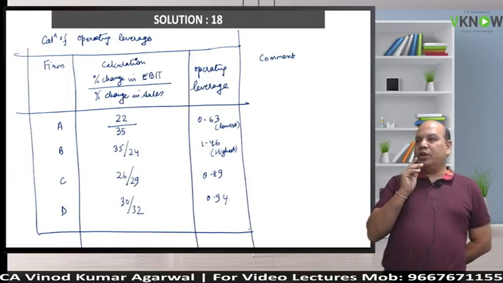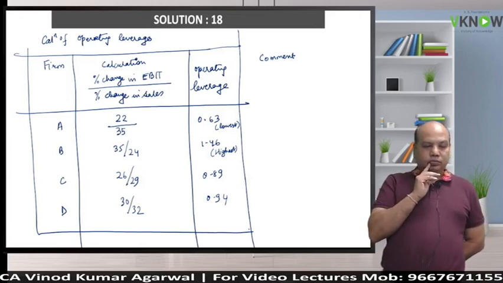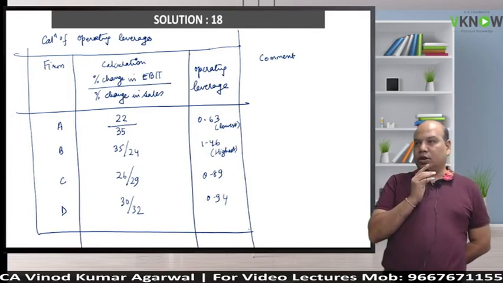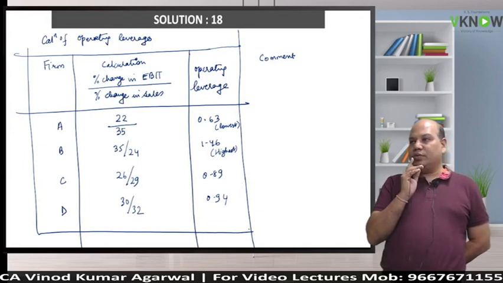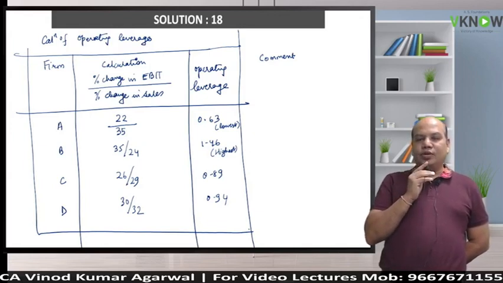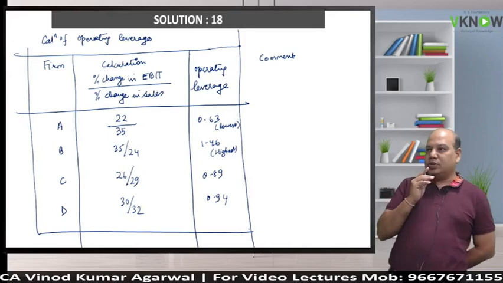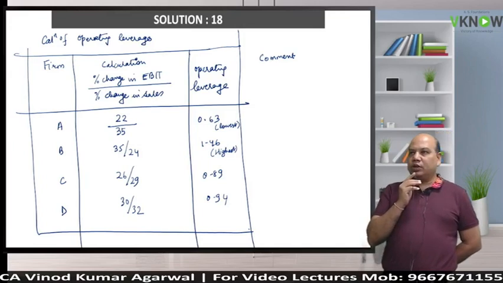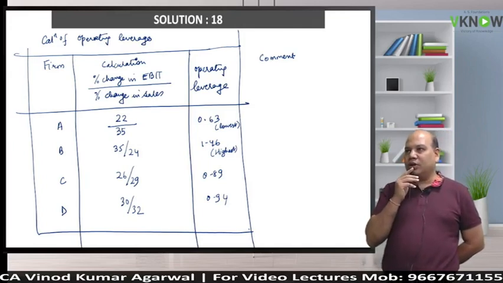Higher the operating leverage, higher the business risk, and higher the beta.